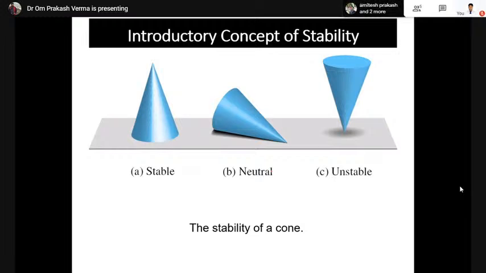So you can see the three pictures here, A, B, C. In the first, the cone is set upright, and you can say this is the stable system. The second is just laid down, so you can say this is neutral. And the third picture is very highly unstable, because in childhood you just played with one type of toy, a lattu, a spinning top.